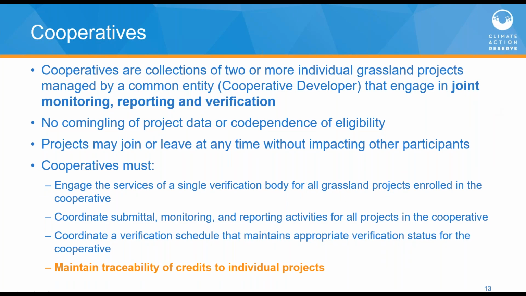I think we've covered most of this on the last slide. The idea here is essentially reducing costs, but still maintaining that traceability of credits to the individual projects. So at the end of the day, the credits are still serialized to the project. The credits aren't issued to the cooperative. And it's still easy for the buyer of the credits to go into the registry and find everything they need to know about the individual project in which they were invested.